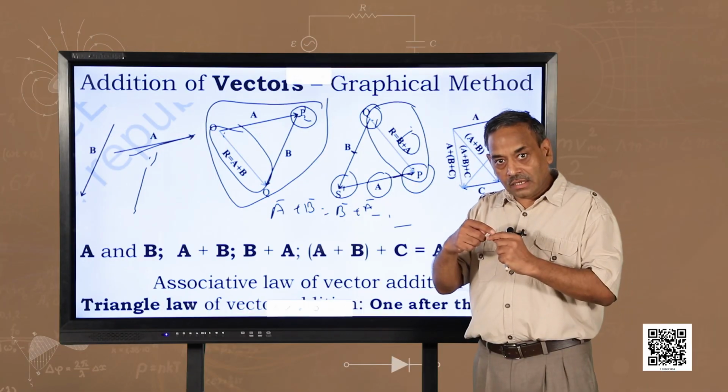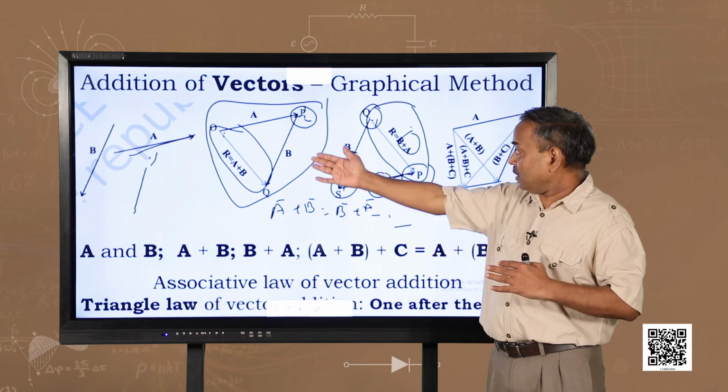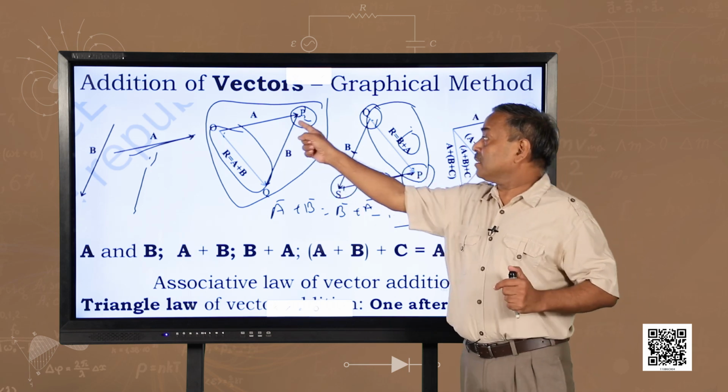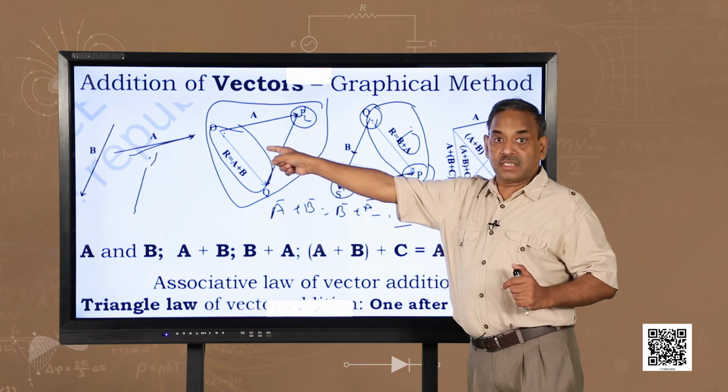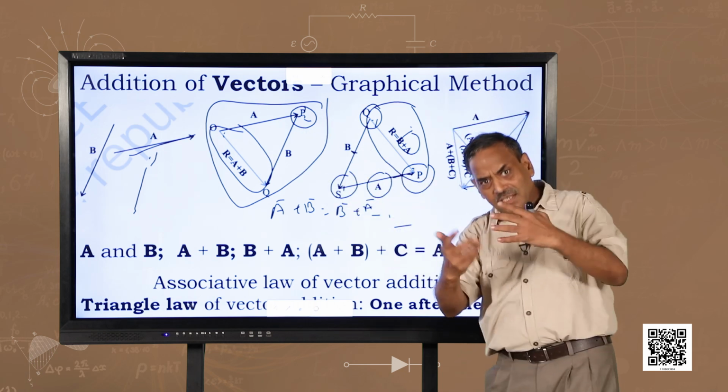Now, let us see with 3 vectors. Remember, here it was a triangular law. See, we are adding it in the form of a triangle. So, it is a triangular law. This is how the terminology is coming in. Now, let us see it with 3 vectors.